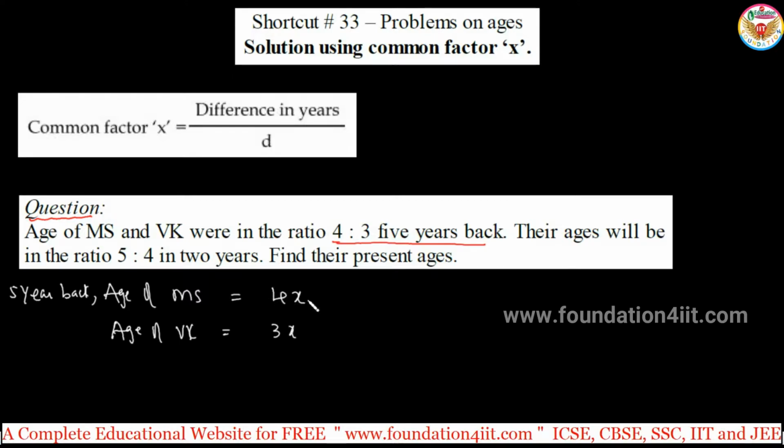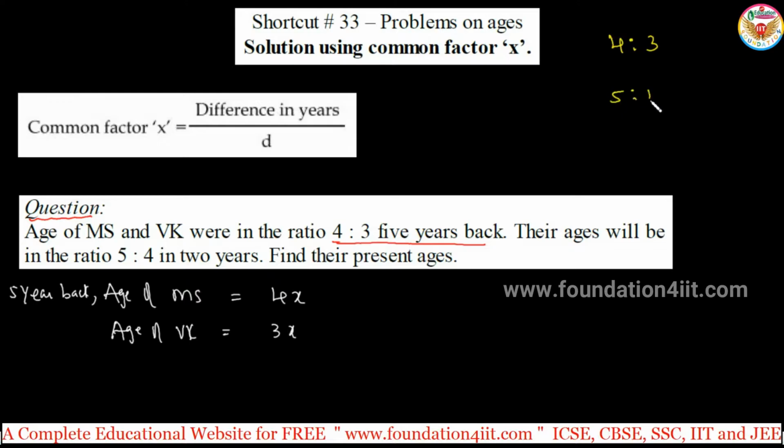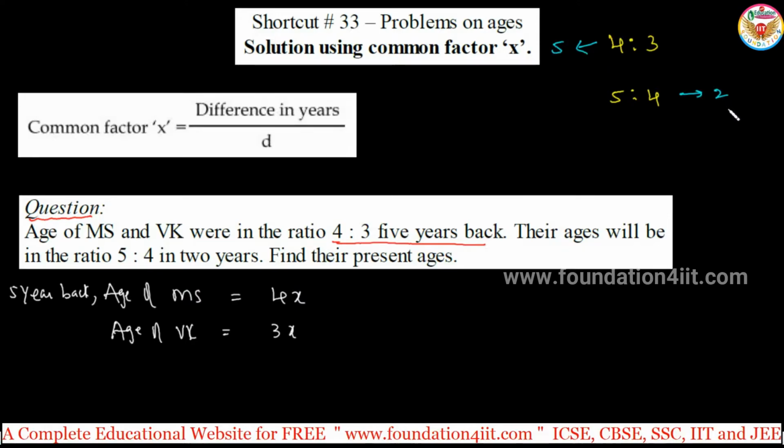So instead of finding the x value, we have a direct concept: the difference between the ratios. That means 4:3 is 1. This is 5 years back, right? And 5:4 is after 2 years. This is 5 years back. This is after 2 years. This works only when the ratio difference is the same.